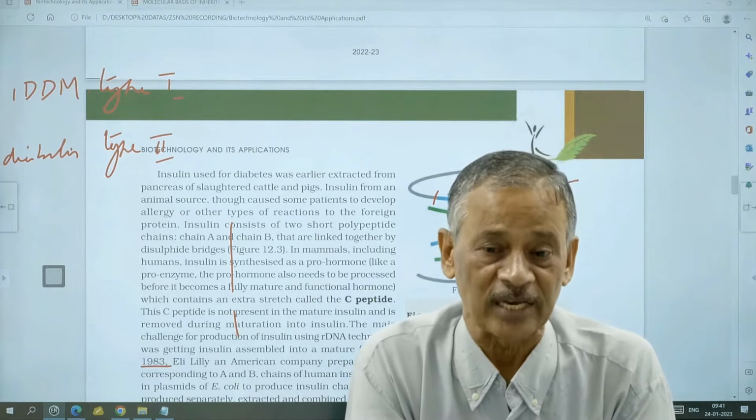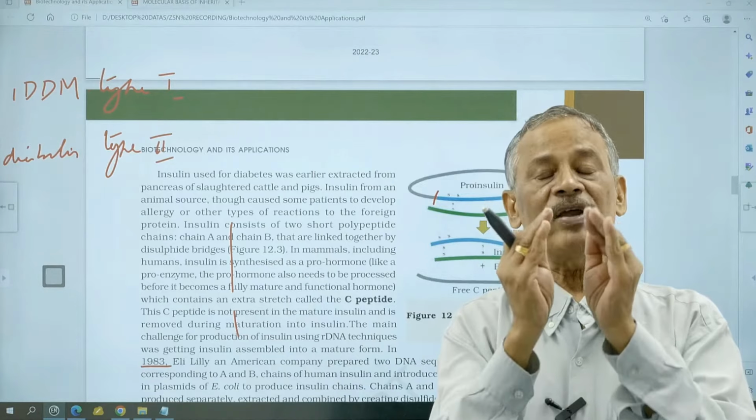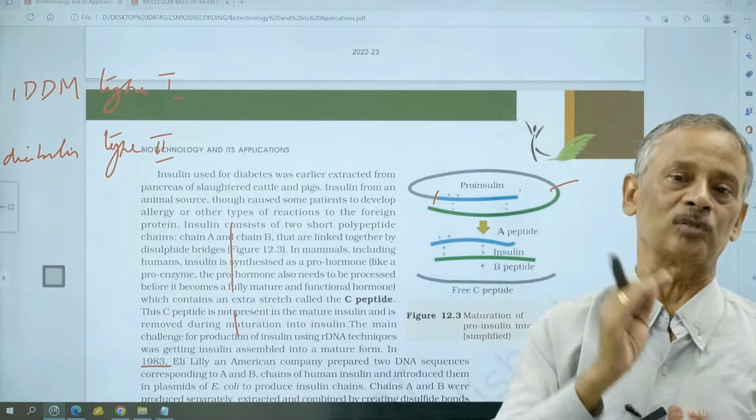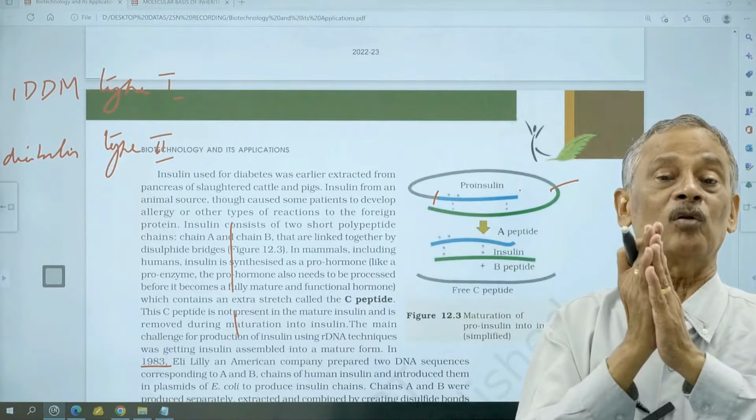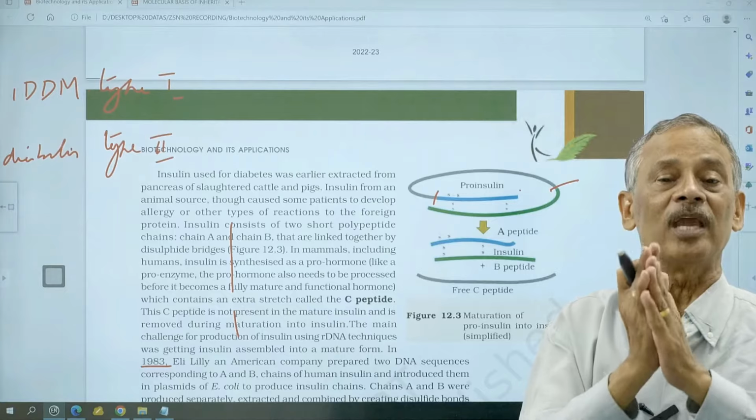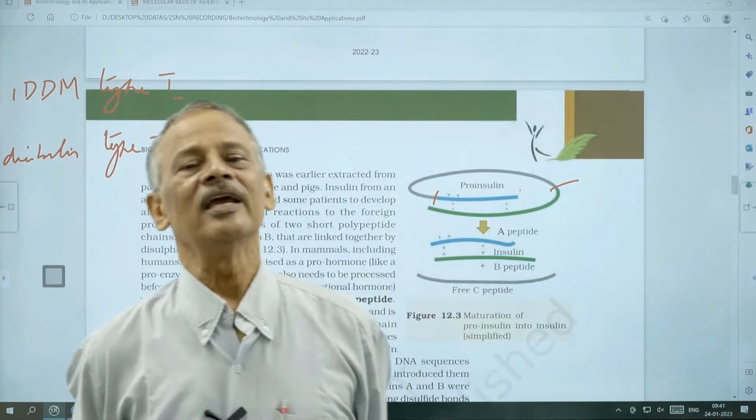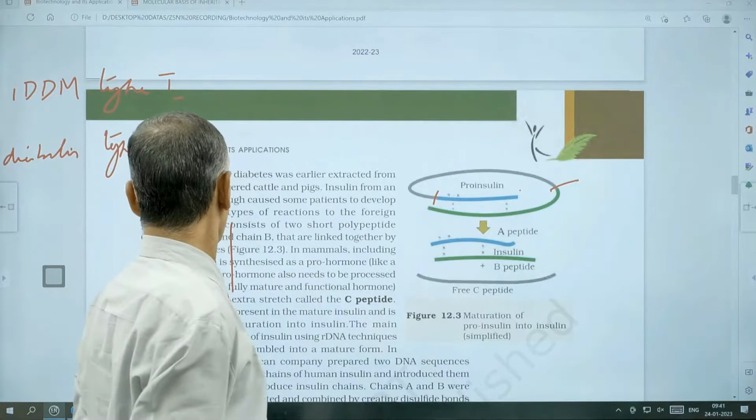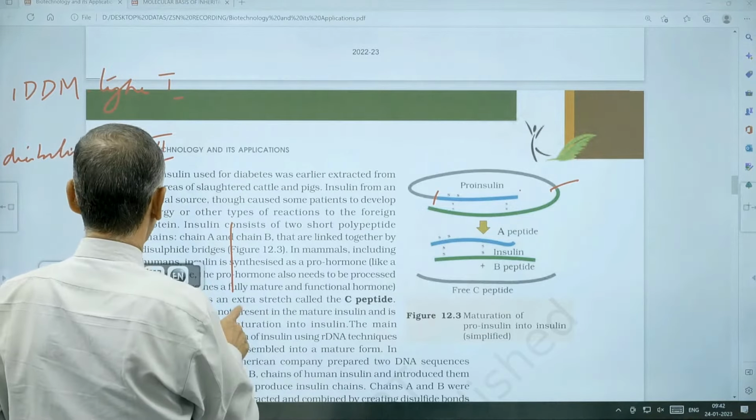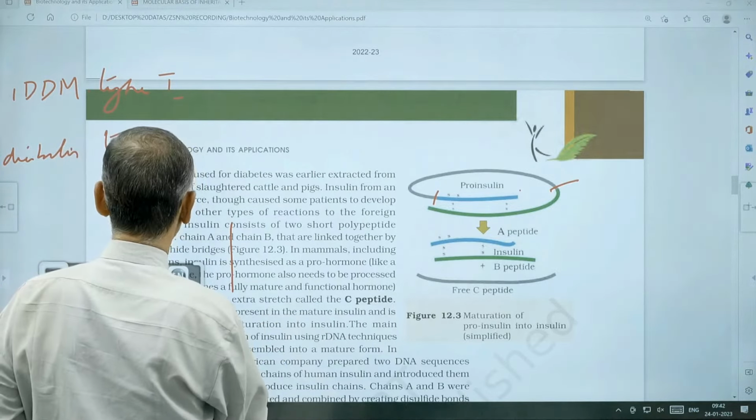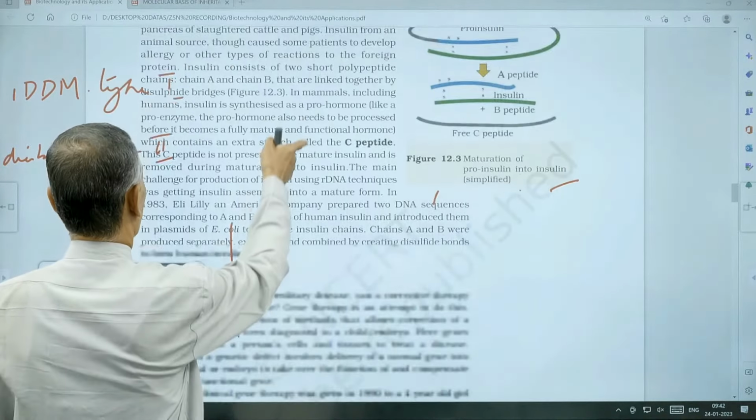After purification, these alpha and beta chains were put in a chamber, and when suitable conditions were given to them, spontaneously disulfide bond was produced between them, and thus it became functional insulin. That was the technique they developed. Eli Lilly thus became successful in producing the first human insulin, which they call humulin.